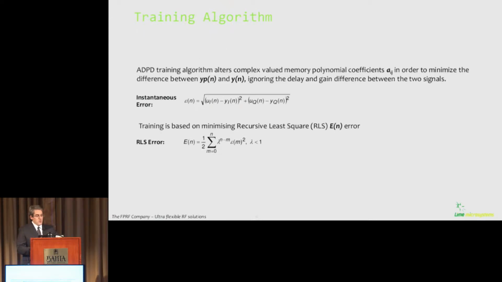Our training algorithm simply changes the complex valued memory polynomial coefficients in order to minimize the difference between the outputs of predistortor and postdistortor. These signals are denoted with the YP and Y signals. So we find the instantaneous error, and then we do the training. It's done by minimizing the recursive least square error, which is given by the equation at the end of the slide. In this equation, parameter lambda is a forgetting factor. It's a number which is close to 1.